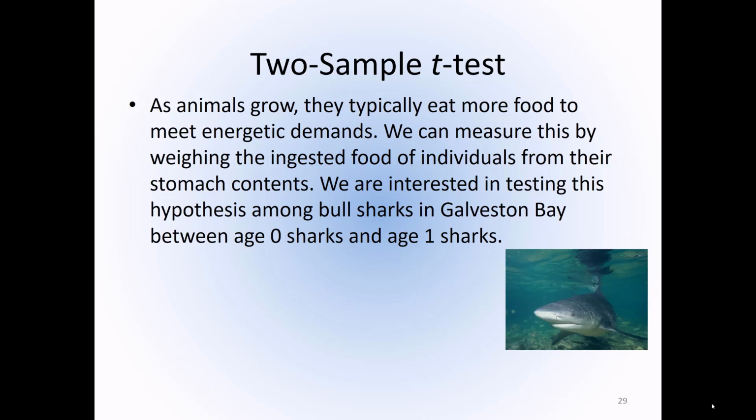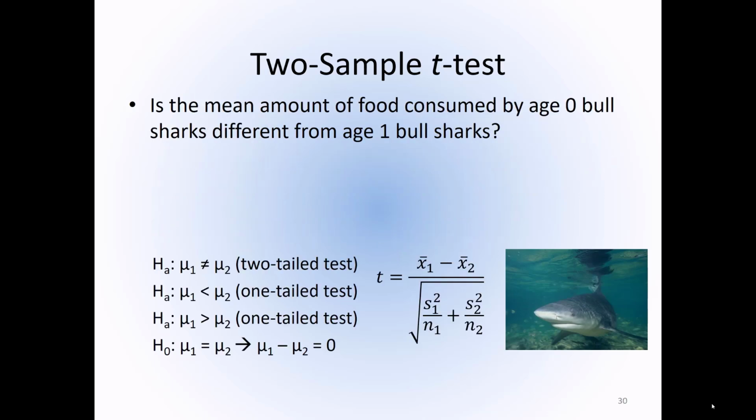So based on the word problem, again, we know that we're interested in the mean differences, so we know that we're going to use a t-test. We've got two different age classes, so we're going to use the two-sample t-test. We've got our formula here.